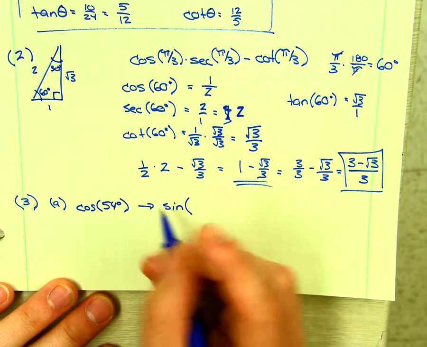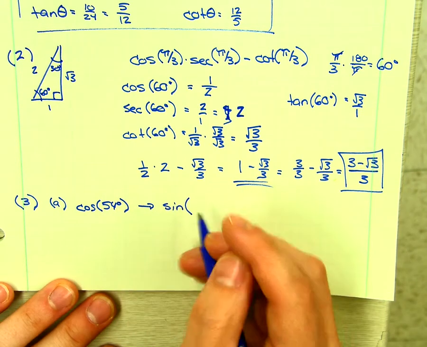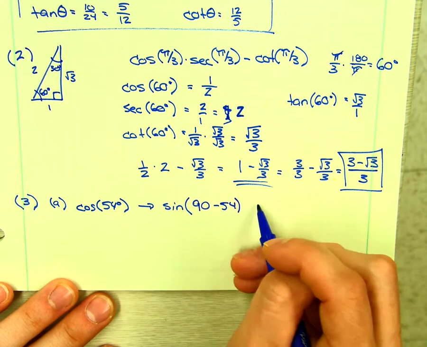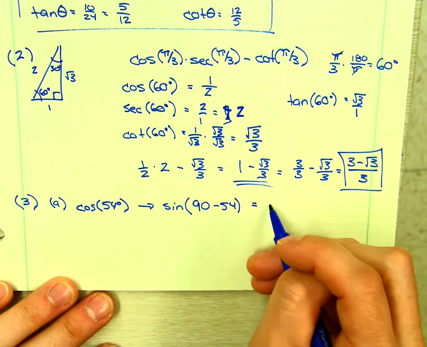That's my first step. And then this 54 degrees, it's not going to be 54, but because I'm doing the cofunction, it's going to be 90 minus 54. So this just becomes 90 minus 54, which is 36.